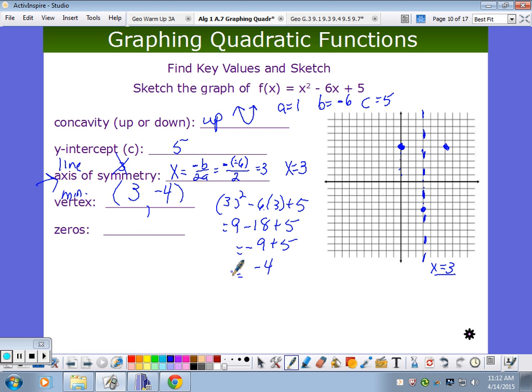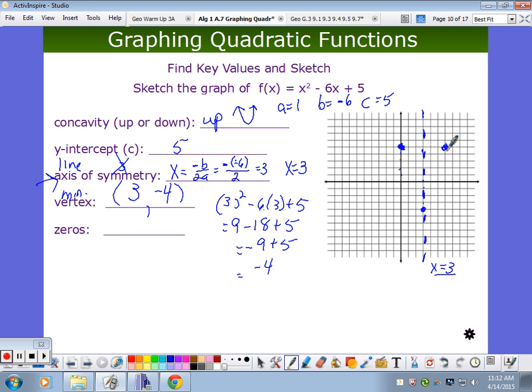Yes, really? On the graph, this one? Okay. Axis of symmetry, right? That was the y-intercept. So it's 3 away, and 3 away on the other side is going to match.